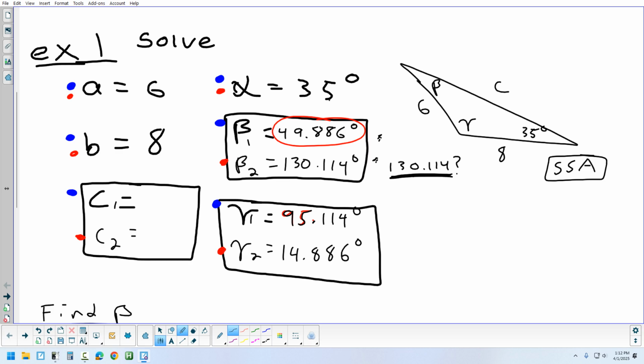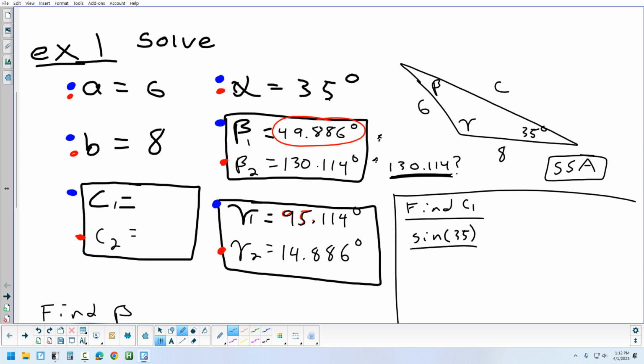So let's set this up for C1. We just said we're going to use A. So sine 35 over 6 equals. And what's going to go on the other side if we're going to get C1? Sine 95.114 over what goes in the bottom? C1. Okay.